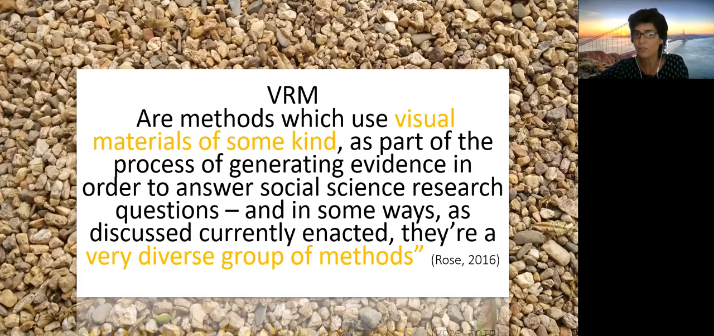And she mentions that visual research methods are methods which use visual materials of some kind as part of the process of generating evidence in order to answer social science research questions. I highlight these two ideas that are in yellow. Visual materials of some kind: we can use visual material, as I mentioned, we need to organize our ideas. Are we going to use a static image, photos, drawings, pictures, paintings, even emojis, for instance?